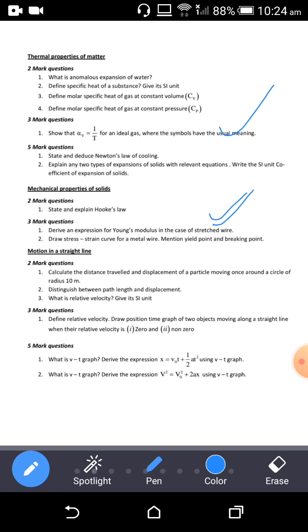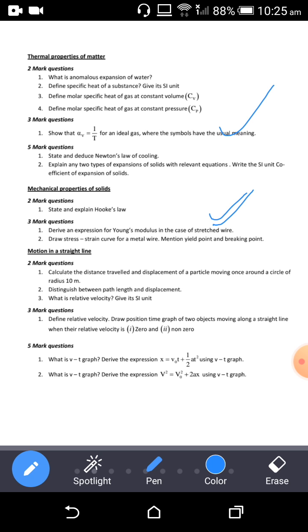Next is the most expected question: draw the stress strain curve for a metal wire, mention yield point and breaking point. For this question you need to draw a diagram, draw a figure and name it. And you need to explain what the yield point and breaking point are. This is for 3 marks. The 5 mark question you don't have in the mechanical properties of solids. No 5 mark question from mechanical properties of solids.